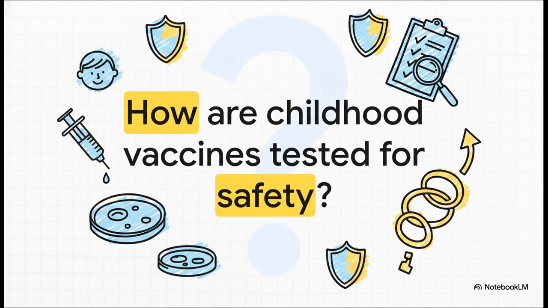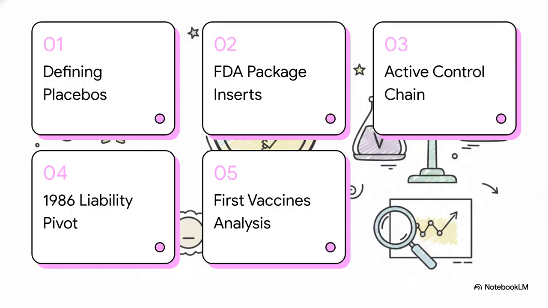The central question driving our material today is simply this: how are childhood vaccines tested for safety before they're approved for public use? Now, it sounds like a totally straightforward question with a simple answer, right? But as you'll see, a deep dive into the documentation reveals a testing landscape that is way more complex than you might expect. Here's our roadmap for today. First, defining placebo control. Second, analyzing FDA package inserts. Third, the active control chain. Fourth, the 1986 liability turning point. And finally, analyzing the first vaccines.